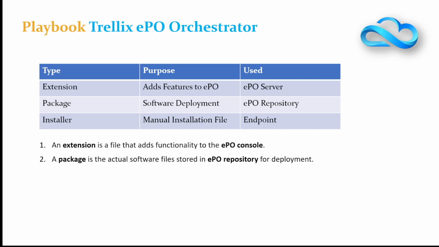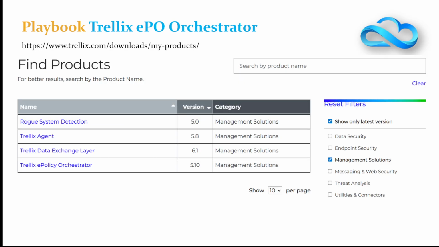So there are a couple of things which you need to keep in mind before deployment. Here are a couple of terms which we will face frequently while loading and installing these things. You need to have a clear understanding of the extensions, package, and the installer. An extension is an add-on feature on the ePO server, whereas the package is the actual software file stored in the repository.